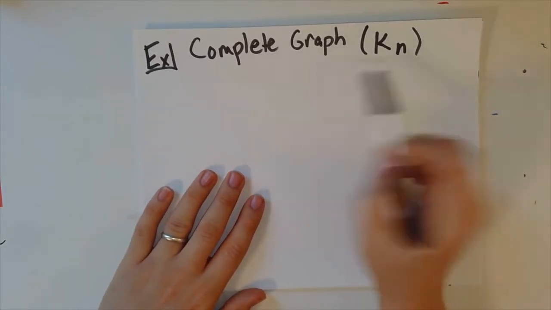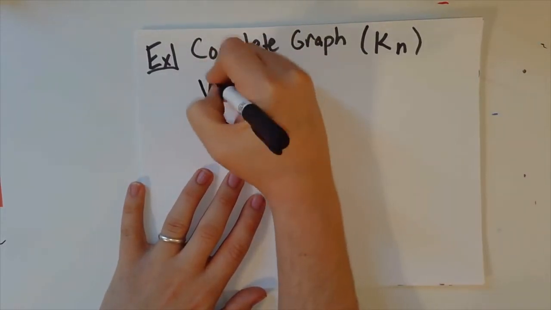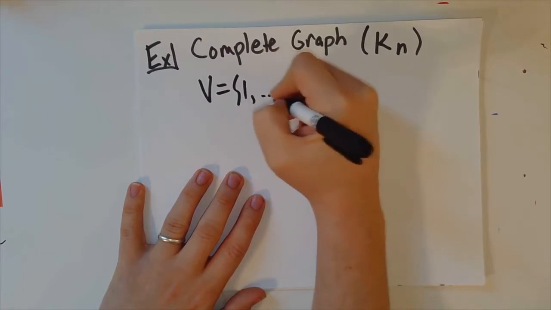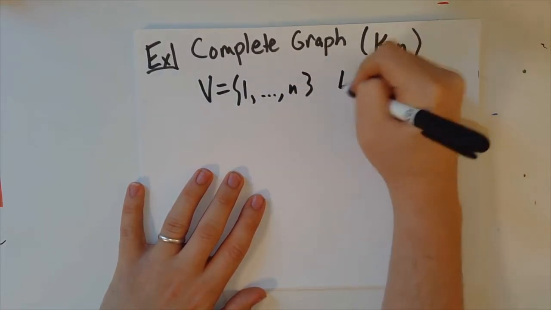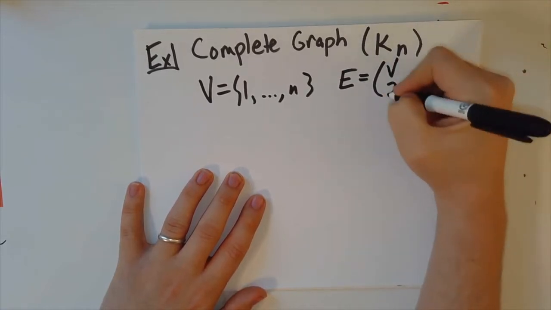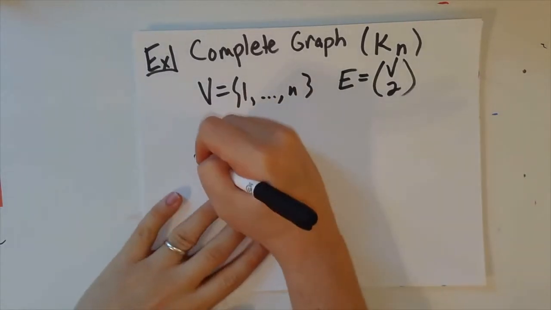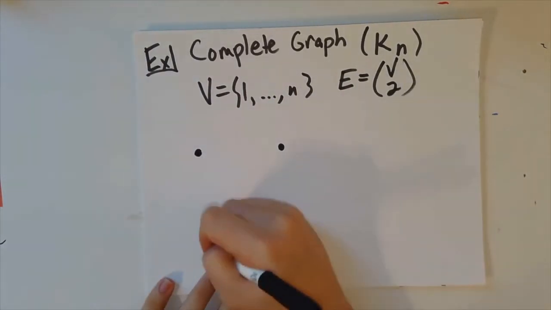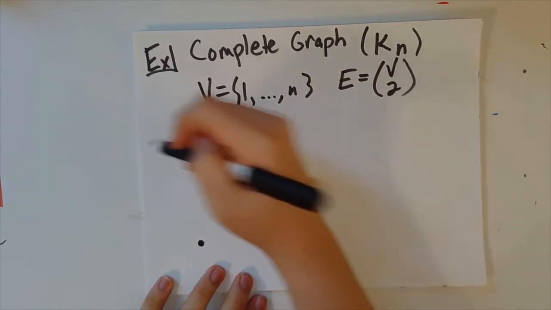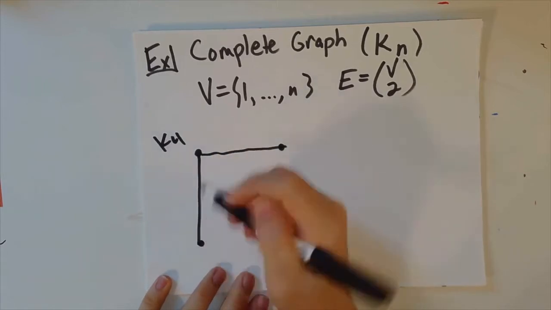And what the complete graph on n vertices is going to be, this is going to be the graph where my vertex set is 1 up to n, and my edge set is actually all of v choose 2. Namely, every pair of points is connected. Okay, so if I draw K4, I will connect these.